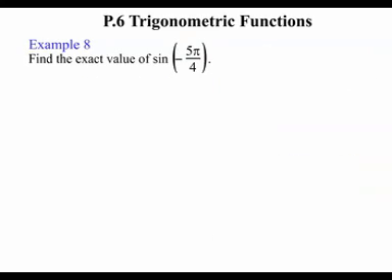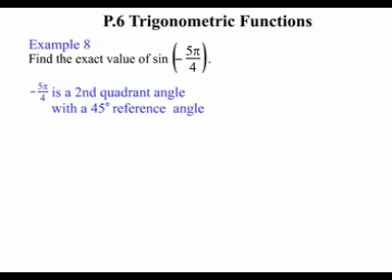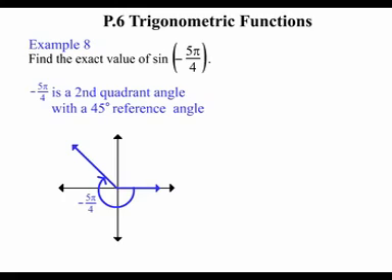All right. Last example. Find the exact value of sine of negative 5 pi over 4. Negative 5 pi over 4 is a second quadrant angle with a 45-degree reference angle. And again, you could just draw that. There's your angle drawn in standard position. We're going clockwise to get negative 5 pi over 4 to that angle. Notice we've got that 45-degree reference angle. That's what your angle would look like. You need to draw it? Well, if it helps you, by all means do it.